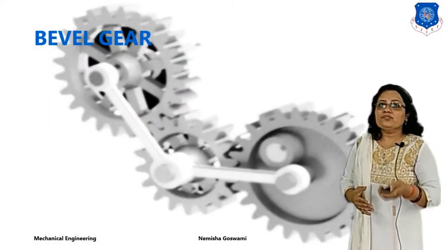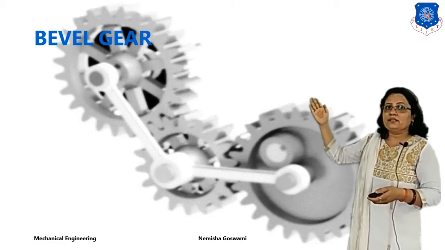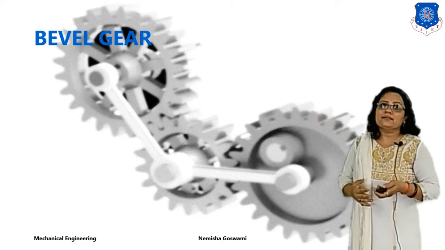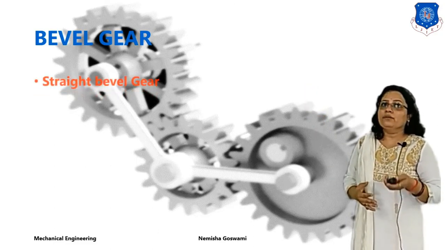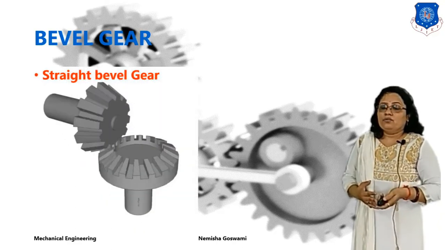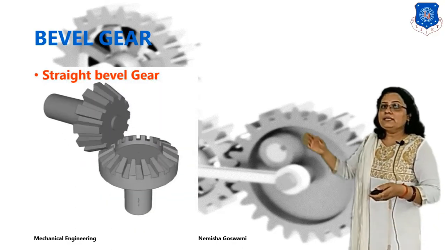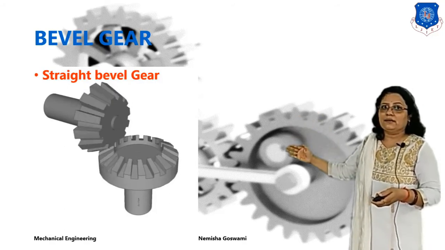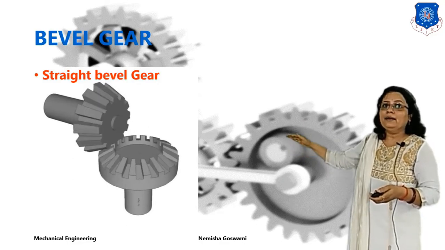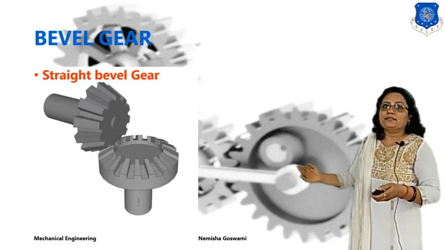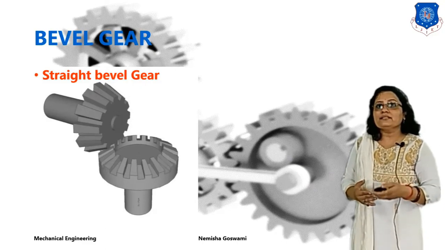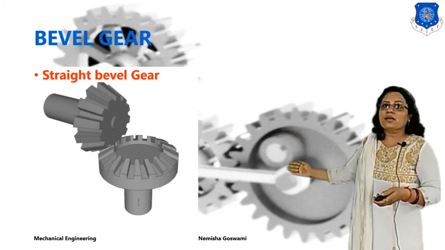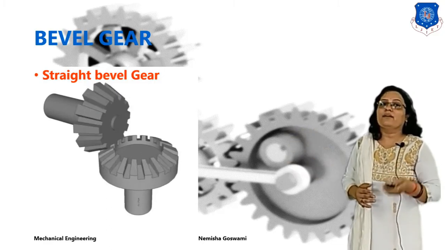Next gear is when shaft axis is intersecting with each other. So mainly these gears are your bevel gear. Again there is a classification of bevel gear, your straight bevel gear. So what is the straight bevel gear? You can see here shaft axis of both the gears are intersecting with each other, right? But teeth are parallel with respect to your shaft axis. So when shaft axis is intersecting with each other and teeth are parallel with respect to your shaft axis, it is known as straight bevel gear.